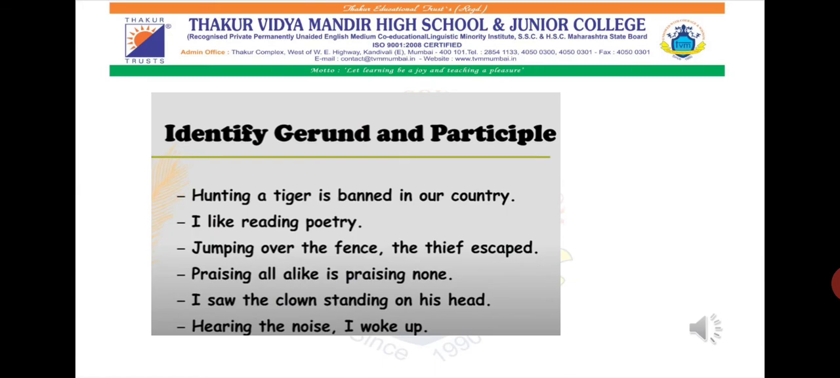In the first sentence, hunting a tiger is banned in our country. The second one is, I like reading poetry. The third one is, jumping over the fence, the thief escaped. Fourth sentence, praising all alike is praising none. Next, I saw the clown standing on his head. Hearing the noise, I woke up. Now, I am giving you all a few minutes to just note down which particular sentence is a gerund and which particular sentence is a participle. Till then, I will repeat everything for you all.